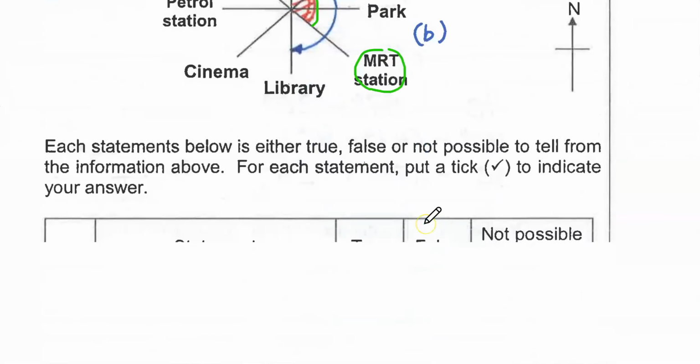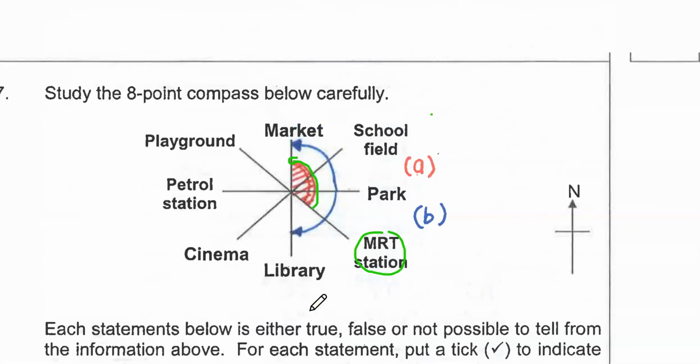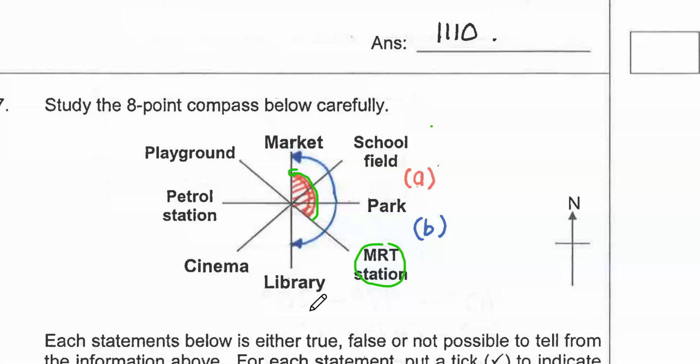Let's take a look at the next one. Audrey was facing the park at first. She will face the library after she made a 90 degrees turn. The answer is not possible to tell. Why? Now watch out, this 90 degrees did not say 90 degrees clockwise or anti-clockwise. So the answer is not possible to tell.